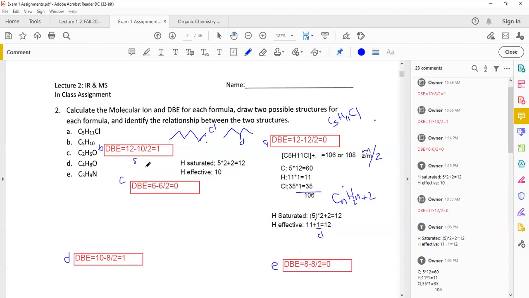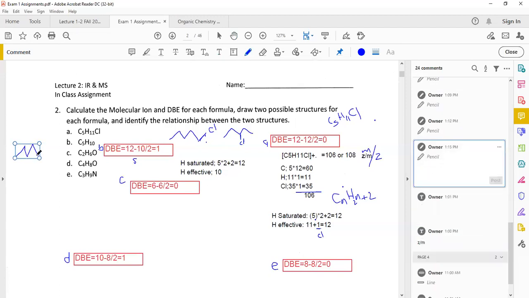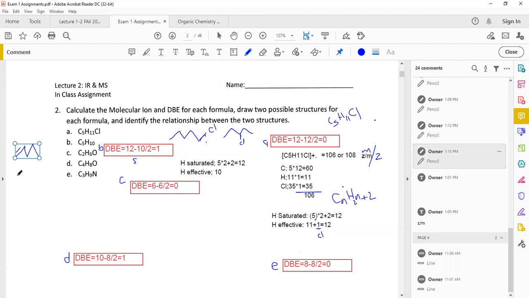So what I'm doing in that, for the B, it will be a 5 carbon, so I have 1, 2, 3, 4, 5. And the double bond can be here, or I can have 1, 2, 3, 4, 5. I can have the double bond here. Other structure is moving around the double bond. I can have something here, or I can have it at the end.